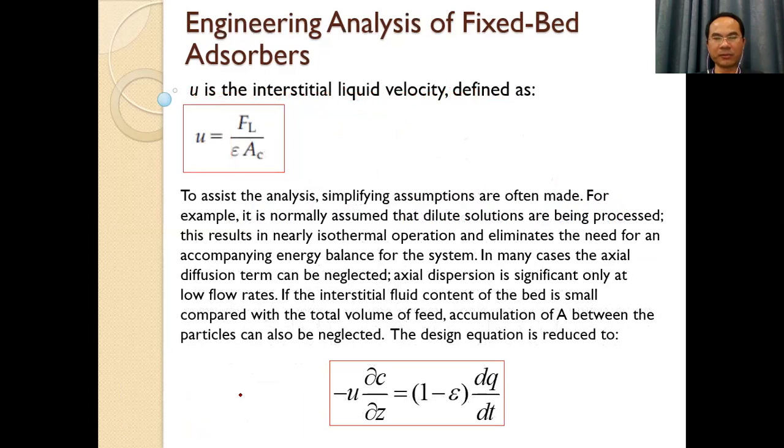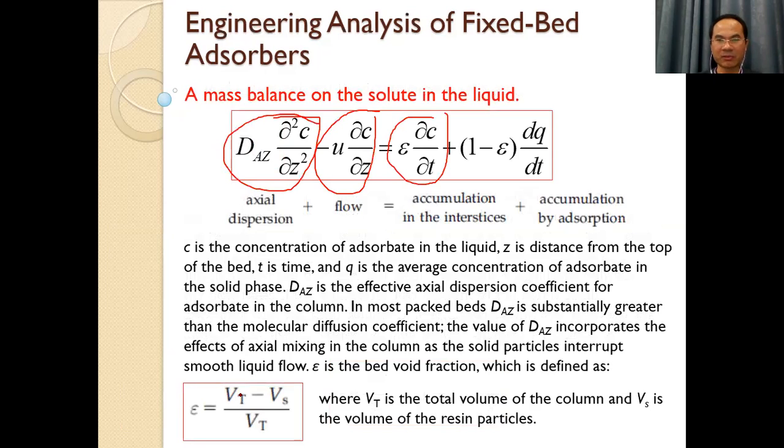Okay, and u is velocity. u is the interstitial velocity of the liquid. That means the velocity of liquid in the void. It is equal to the volumetric flow rate divided by the cross-sectional area of the column multiplied by the void fraction. That's right. Because it is the flow in the void fraction, not flow in the whole column. Okay, this is the assumption to simplify the equation, because it's quite difficult.